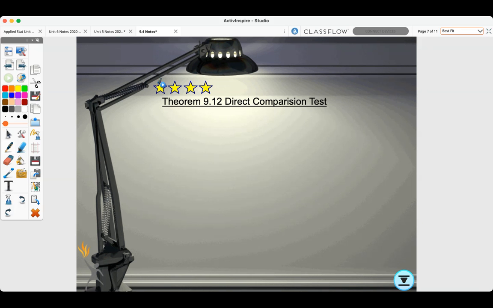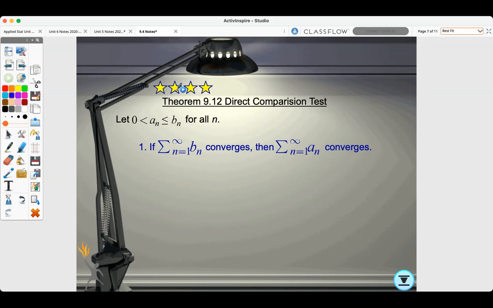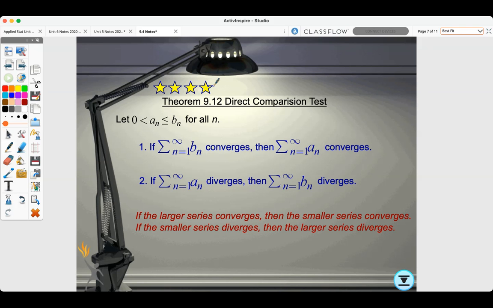So let's look at theorem 9.12, direct comparison test. Let 0 be less than an, which is less than or equal to bn for all n. If my series of bn from n equals 1 to infinity converges, then my series for an will also converge. If my series an diverges, then my series bn diverges. If the larger series converges, then the smaller series converges. If the smaller series diverges, then the larger series diverges.